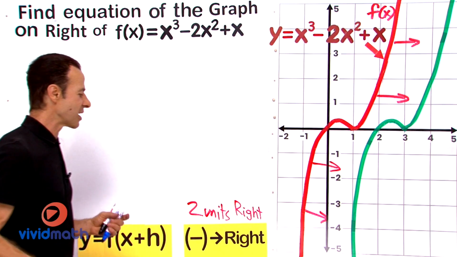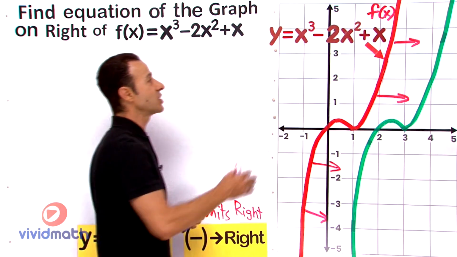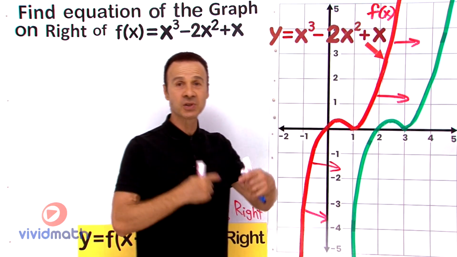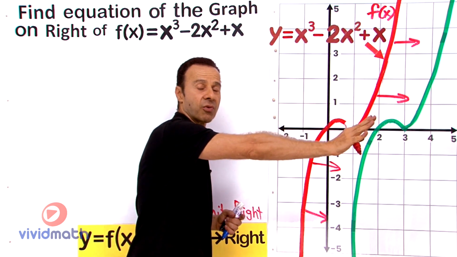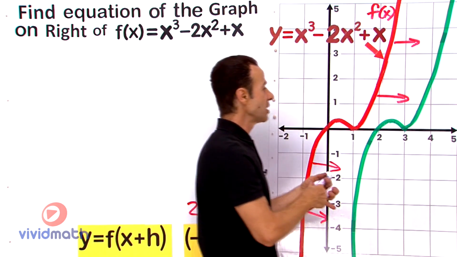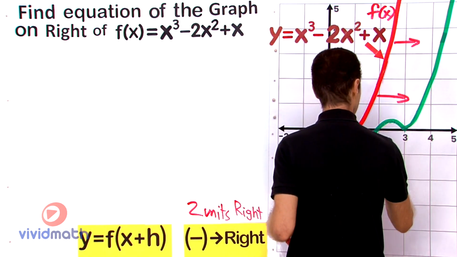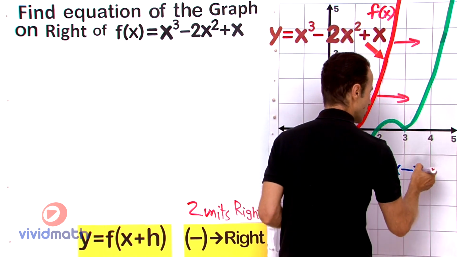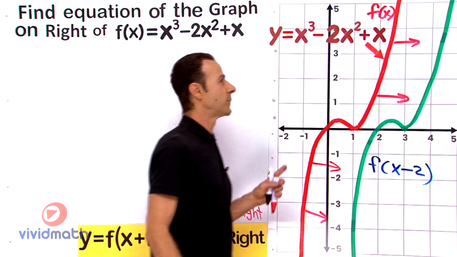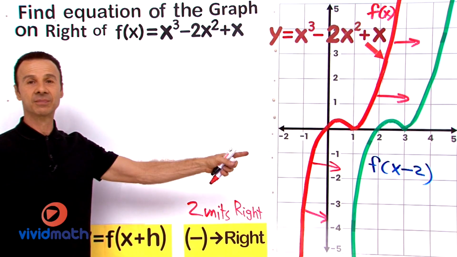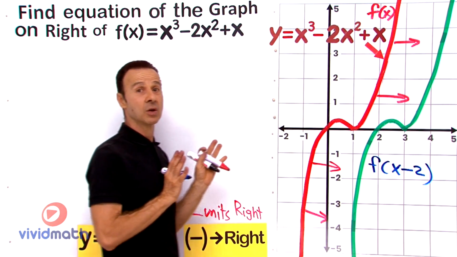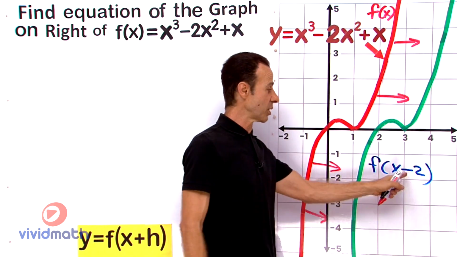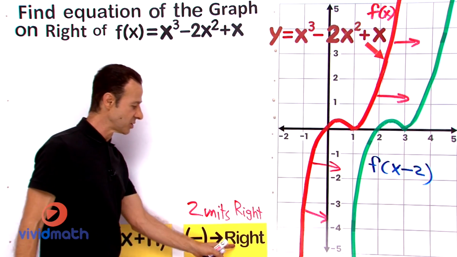So what does that mean? How's the function going to be written? Well, if function x is this, the opposite sign, because it's to the right, we're going to use a minus. So this function is going to be function x minus, how many units? 2. Function x minus 2 is on the right, okay? Because we're moving to the right 2 units, so we're going to have a minus there. Remember, minus is to the right.